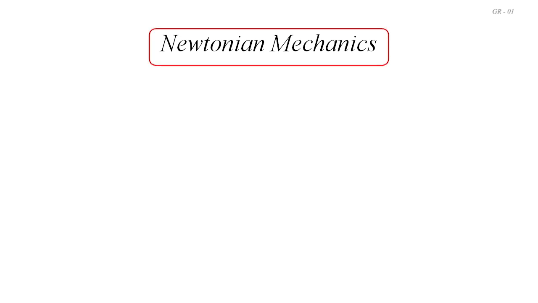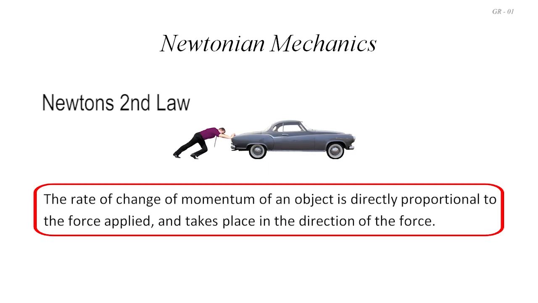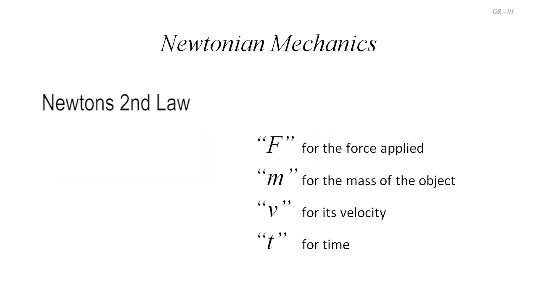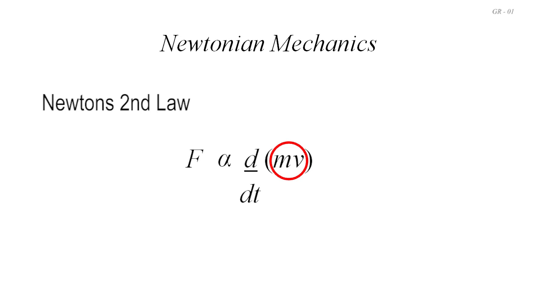Before looking at the ideas of Newtonian gravitation, we should quickly remind ourselves about Newton's laws of motion, in particular his second law. In one version of it, this states that the rate of change of momentum of an object is directly proportional to the force applied and takes place in the direction of the force. If we use the symbols F for the force applied, m for the mass of the object, v for its velocity and t for time, we can then write Newton's second law, ignoring for now the details of its vector nature, as F is proportional to d by dt of mv, where mv, mass times velocity here, is the momentum.